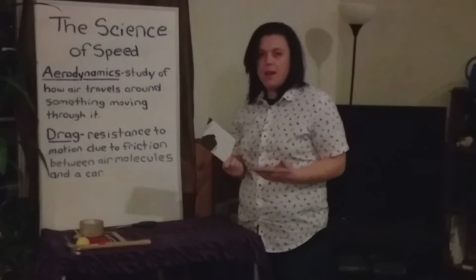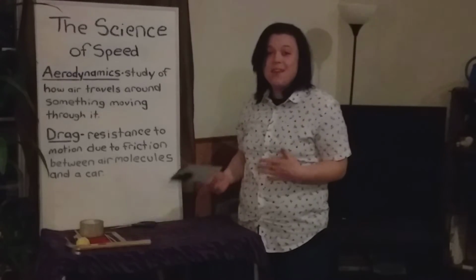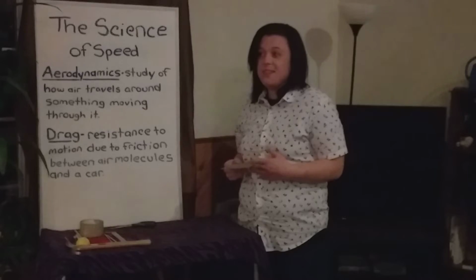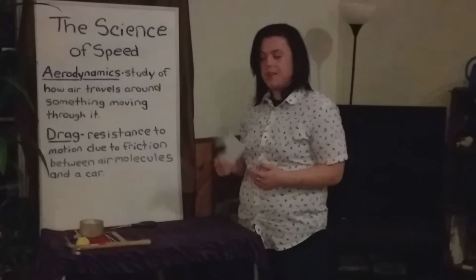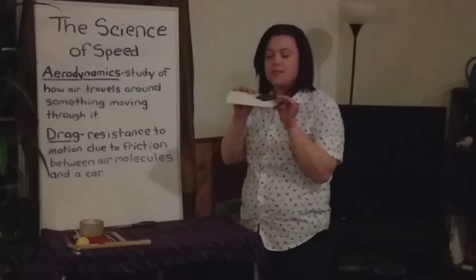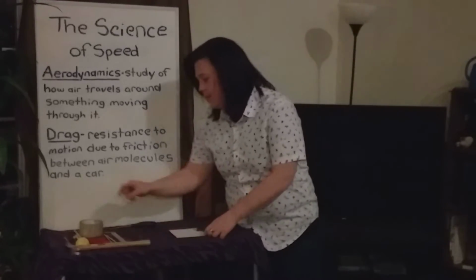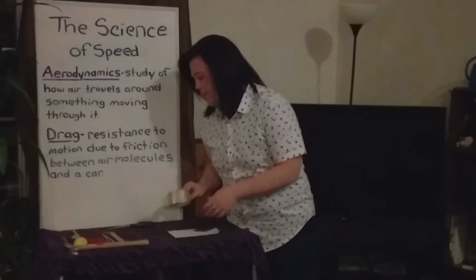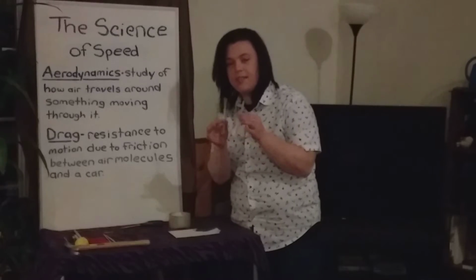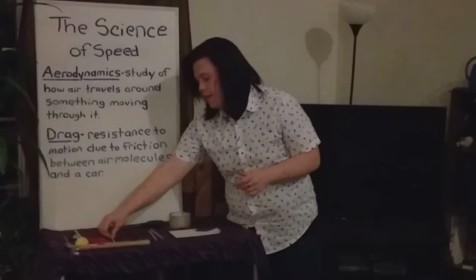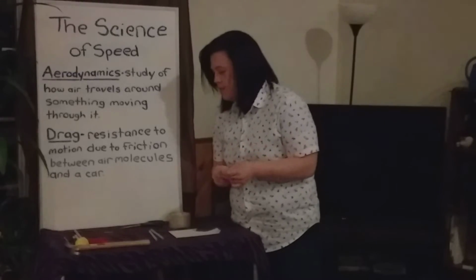And your job is to create a car that's going to go faster than anyone else's, to create the least drag and the most aerodynamic vehicle that you can. You're going to need something that's a vehicle source. I'm choosing this piece of cardboard. Tape is going to be handy. Scissors. You want to get some straws. And I'm using skewers, like shish kebab cooking skewers.